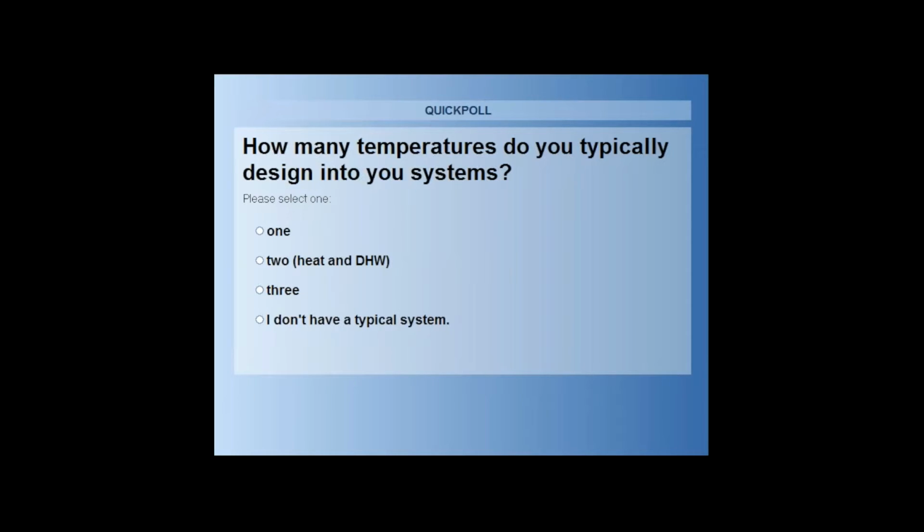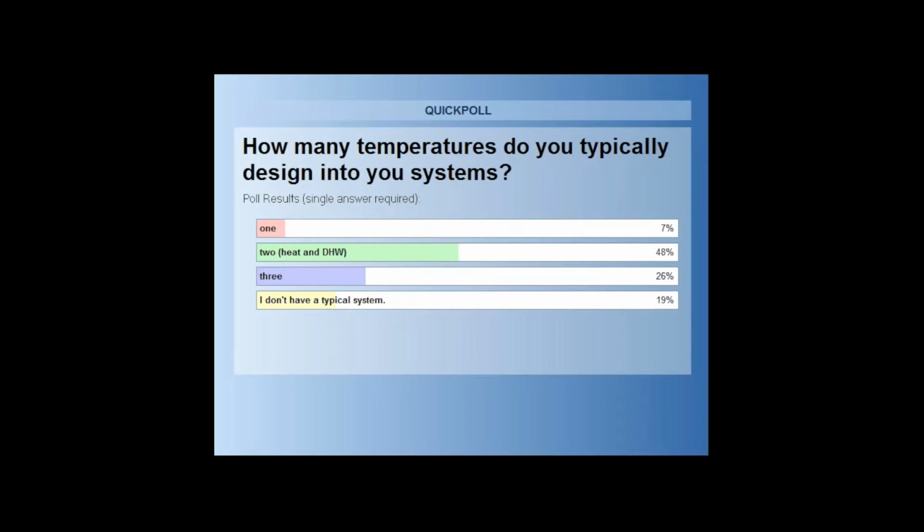There we go. Take a minute, everybody, read that and click on it. We'll do an instant poll here and see what you folks in the field are doing for your mixed temperature designs. There's a result. 7% said 1, 48% said 2, heat and domestic hot water. That makes sense. 26% for 3 temperatures, and 19% said I don't have a typical system. So that I would agree with. Most people have 1 temperature with a domestic hot water demand at a higher temperature. So that gives you an idea from the field. Thanks everybody for that.